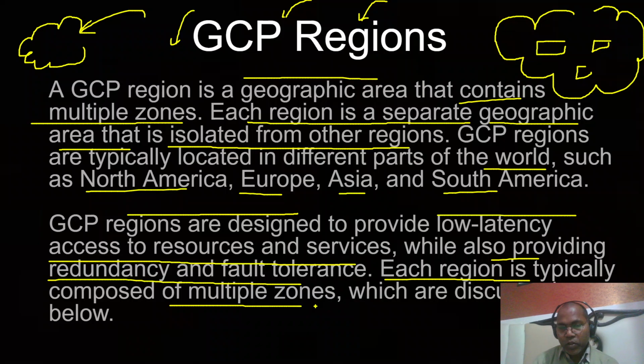Okay. So what is the meaning? First, regions are geographical areas in different parts of the world, right? And the main objective, the main service they provide, is low latency. This means whatever Google Cloud services you are going to access, Google Cloud's responsibility is to serve your request from the nearest zone. Okay.